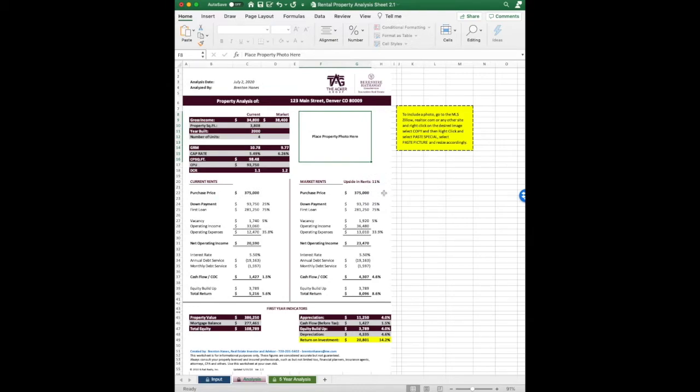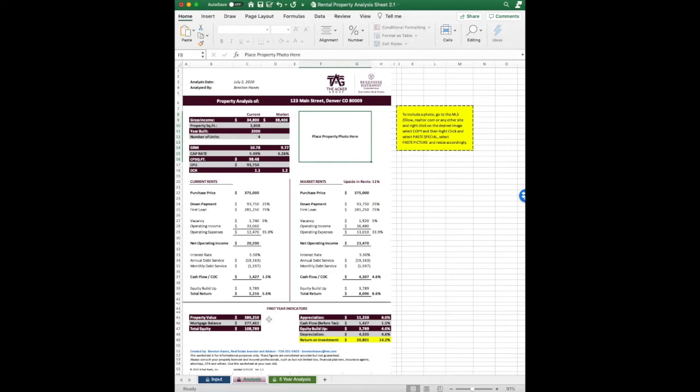And that's just a quick little indicator that we use. So here we go. Purchase price, down payment, into our vacancy, and we can look at our NOI and go through and look at our cash flow, cash on cash return, and our total return. And then at the bottom here, I've put in some first year indicators.